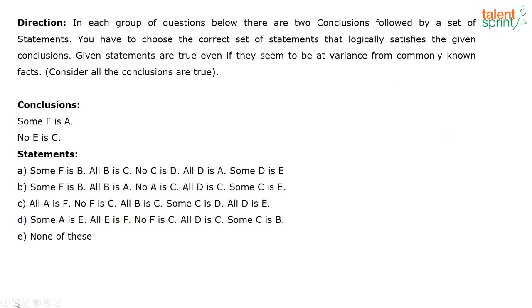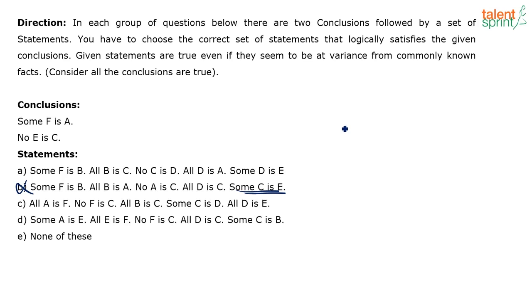Let us look at this question. Conclusions given to us: some F is A, no E is C. Now let us look at the given statements. Some F is A, no E is C. On first skimming itself, I have here a statement which says some C is E. So here I am having a conclusion, no E is C. So will that follow? No, it's not going to follow. Directly I eliminate that option. Then I check whether I have anything contradicting that, which you can notice in the beginning itself.